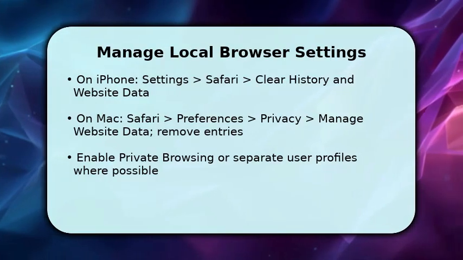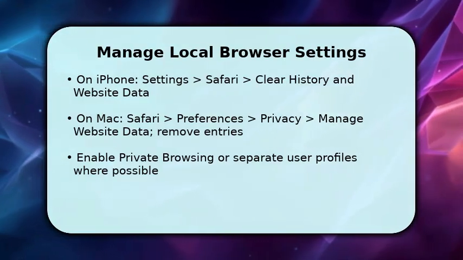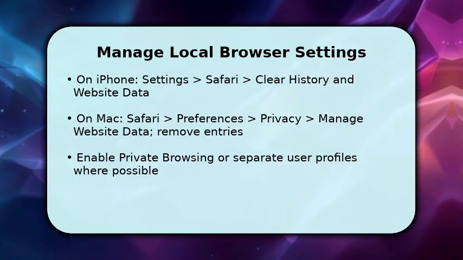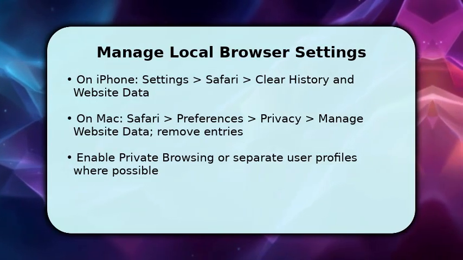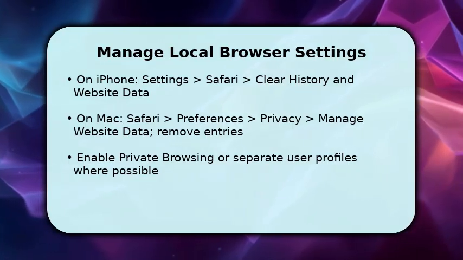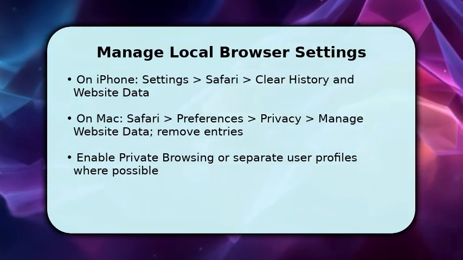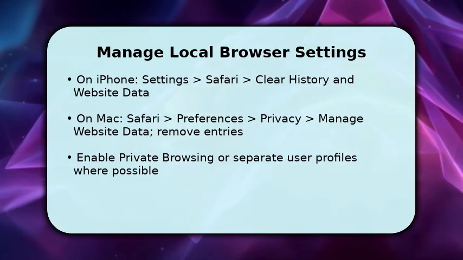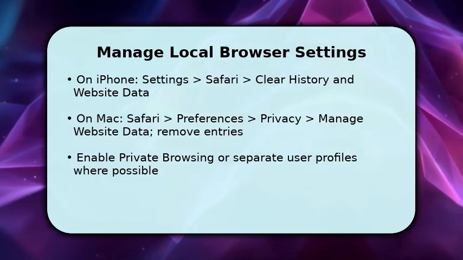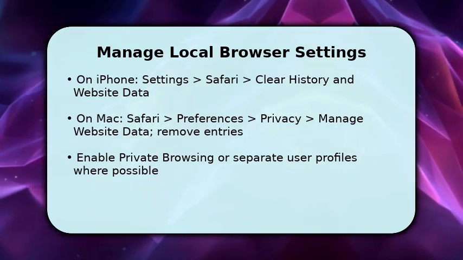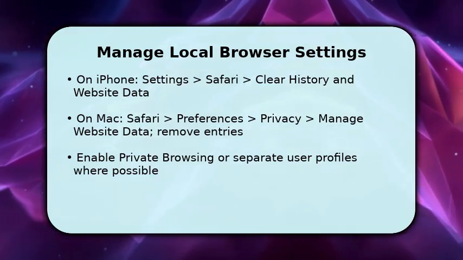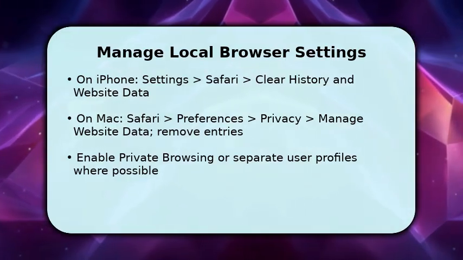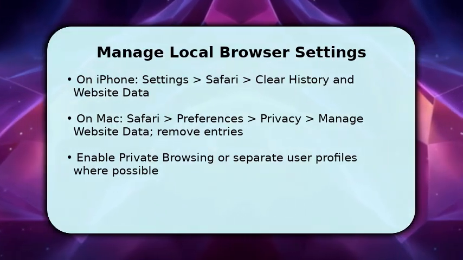Once iCloud sync is off, clean up existing traces locally. On iPhone or iPad, go to Settings, Safari, and choose Clear History and Website Data to remove synced entries already stored. On a Mac, open Safari Preferences, Privacy, then manage website data to delete cookies and cached items. Also consider using private browsing windows or creating separate macOS user accounts for distinct histories. These measures prevent future mixing and give you clearer separation between personal and other browsing.